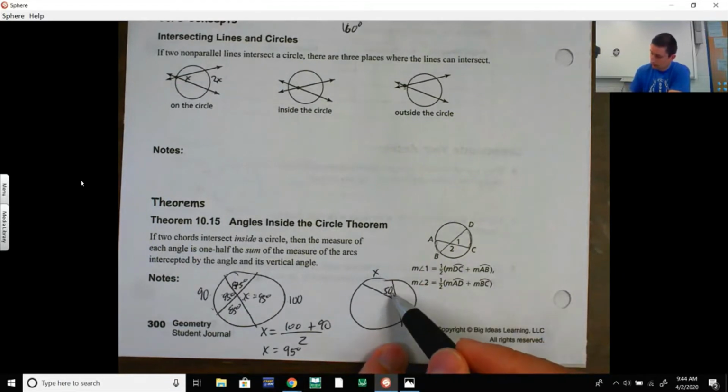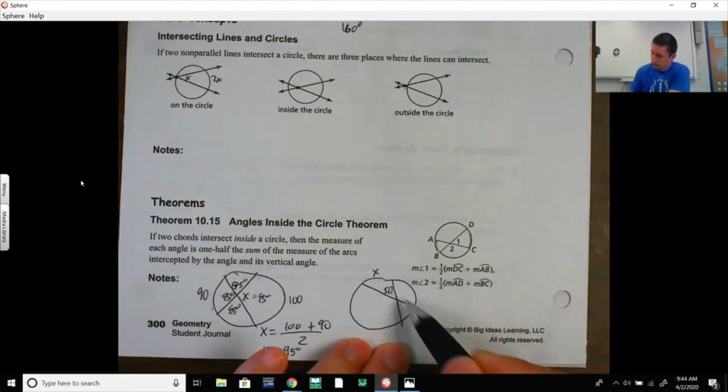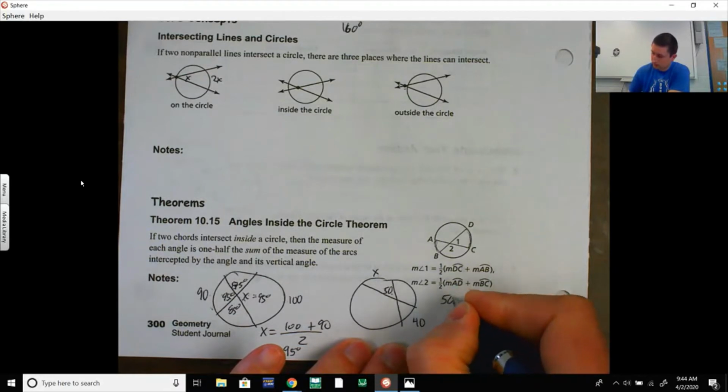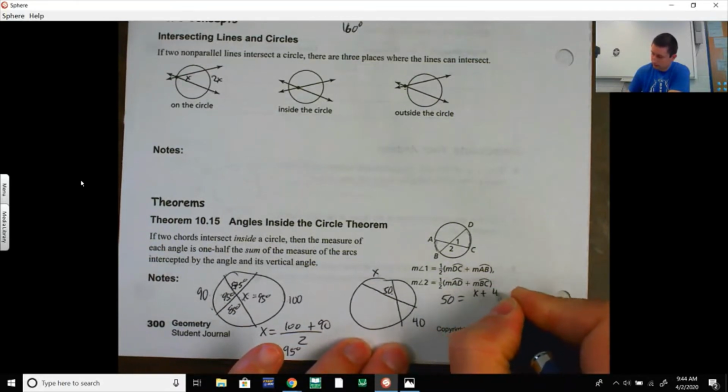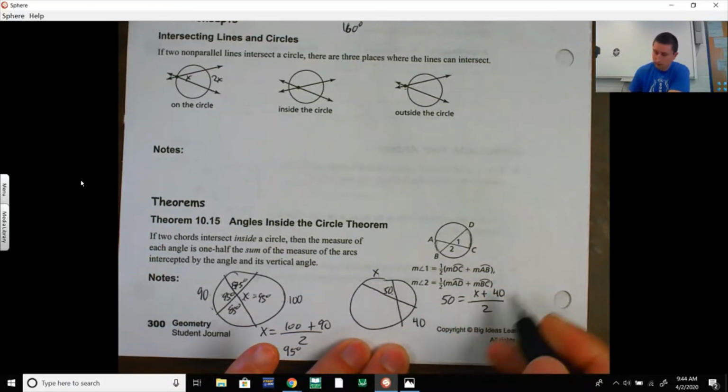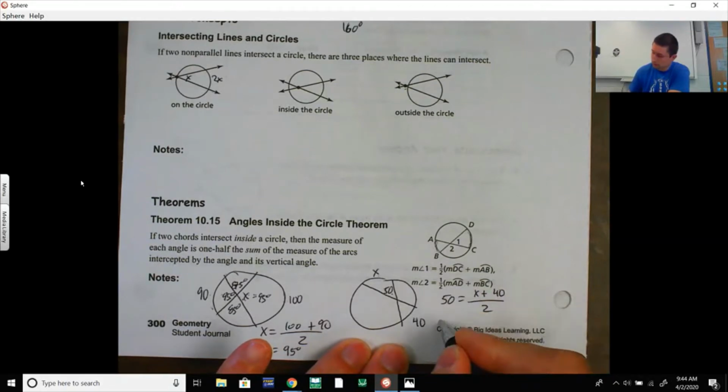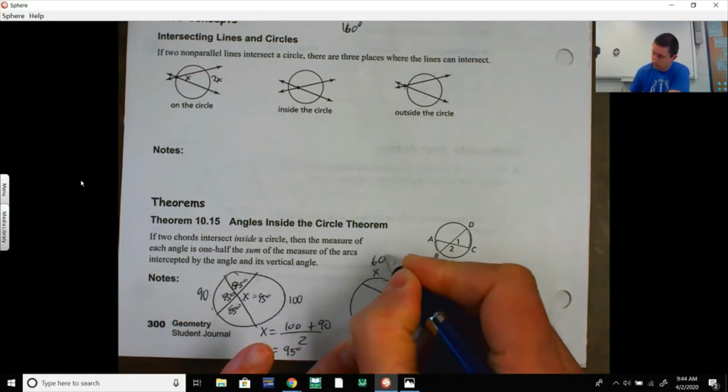And you maybe have to work that the other way as well. So I know the angle. I know this arc. I'm looking for the other arc. So 50 equals x plus 40, divided by 2. So multiply the 2 over first. 100 equals x plus 40, minus the 40. x is going to be 60 degrees. So this arc is 60 degrees.